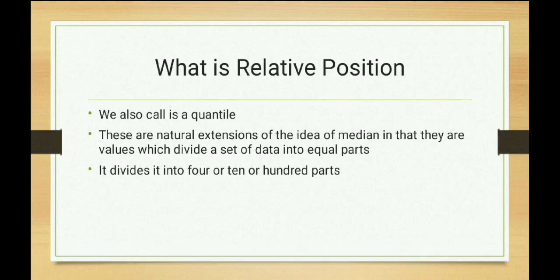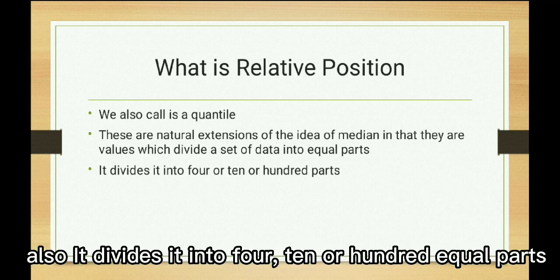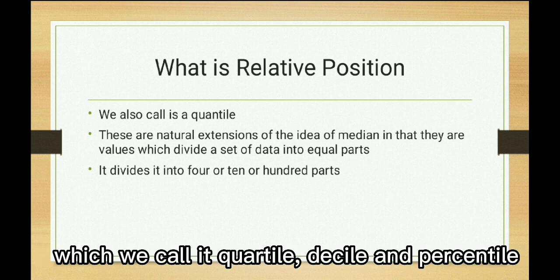Relative positions are natural extensions of the idea of the median in that they are values which divide a set of data into equal parts. We can also call it a quantile. It divides data into 4, 10, or 100 equal parts, which we call quartile, decile, and percentile.